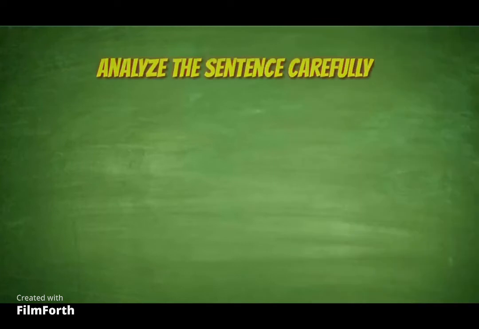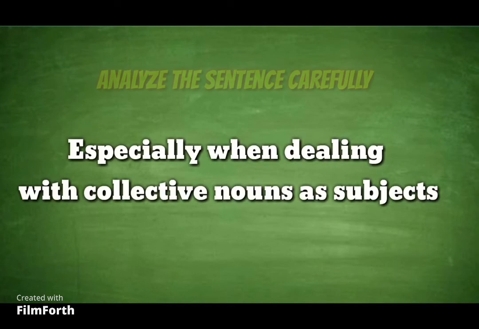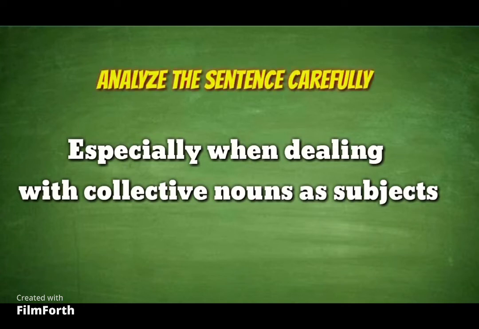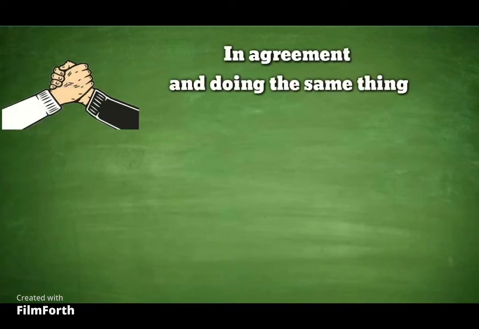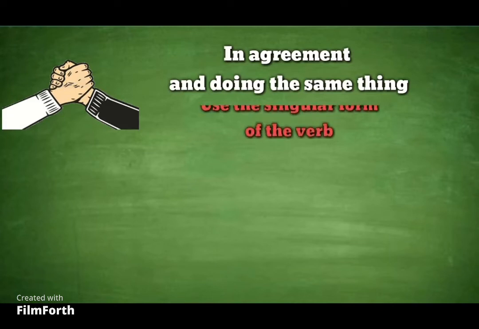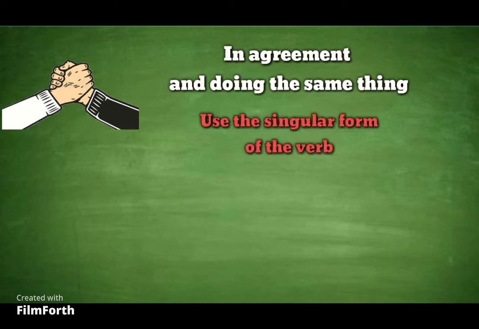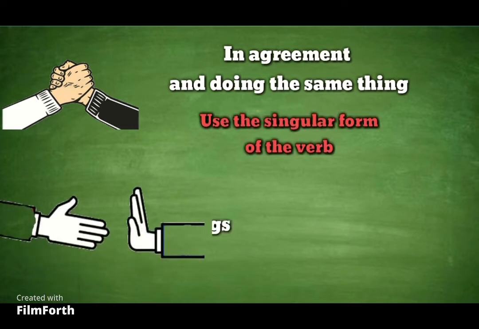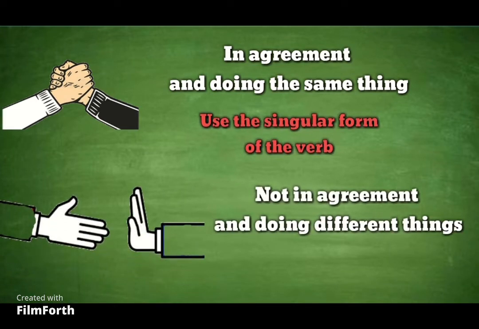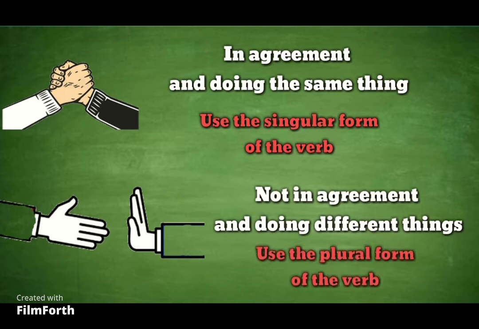Sentence analysis is very important, especially when we are dealing with collective nouns as our subjects. If they are in agreement and doing one thing similar, you are going to use the singular form of the verb. But if they are not in agreement and the members of the group are doing different things, you are going to use the plural form of the verb.